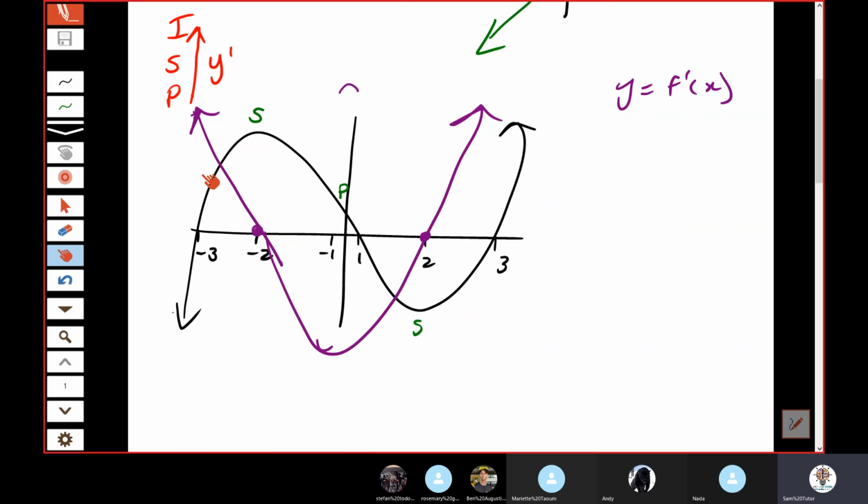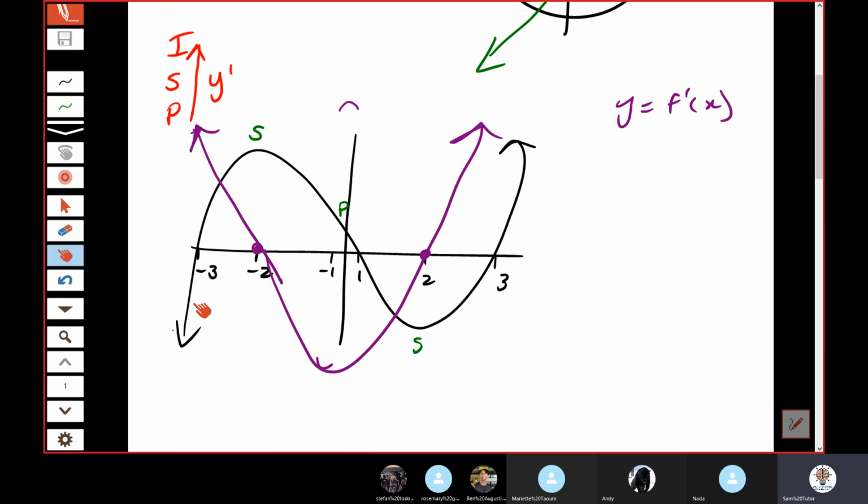A point of inflection, for those who have never heard of it before, is just where it changes from a maximum to a minimum. So it's just that point there. That's called a point of inflection. So at a point of inflection, we know it becomes stationary. At a stationary point, I know it becomes an intercept.